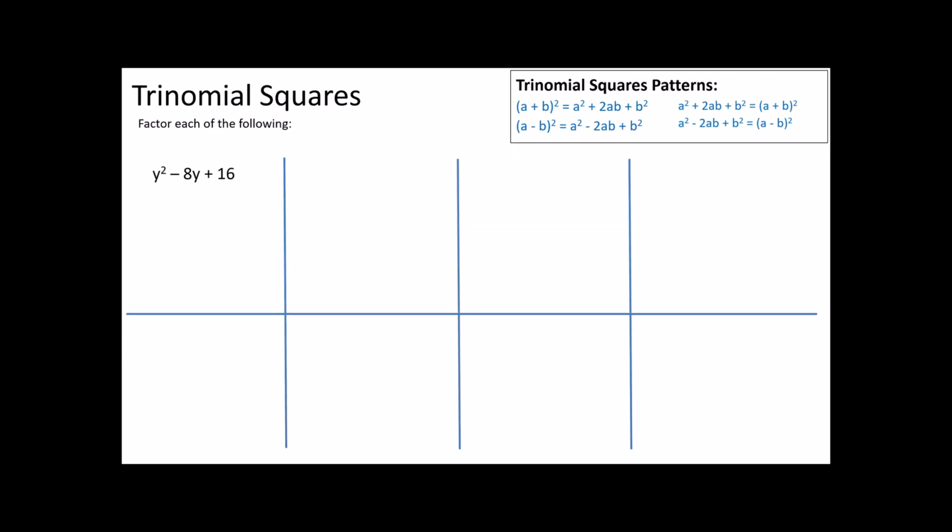So here's what we're going to do. We're going to factor y squared minus 8y plus 16. And here's the way I'm going to do that. I'm going to look here and I'm going to say, okay, this is y squared. That is, in fact, a perfect square. It's y times y.